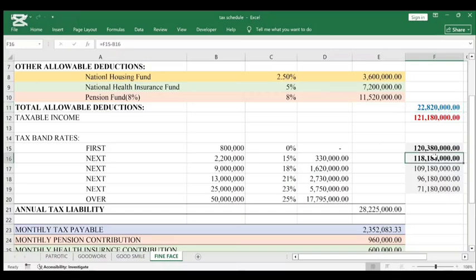We still have a chunk of money here left, which is 118 million. We'll take the next 9 million, multiplied by 18%, we'll get this 1.6 million, 220,000. We still have a lot of money left, so we'll take the next 13 million, right? So 109 minus 13 million, multiplied by 21%, we get this 2.7 million, 230,000. We still have a chunk of money left, all right? So we'll take the next 25 million, all right? So 96 million, 180,000 minus 25 million. We still have this left. So 25 million at 26% gave us this.